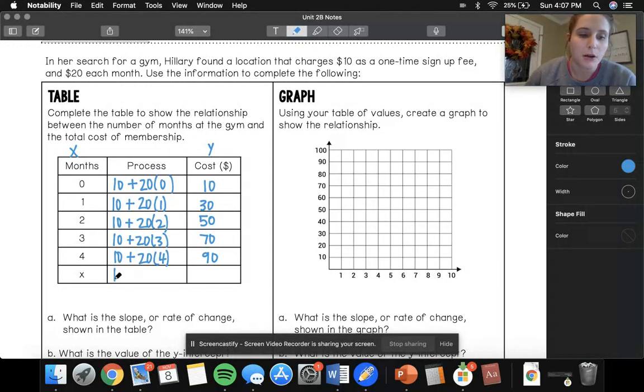So what we did is we always had this sign-up fee plus $20 for every number of months. So we had all these different inputs. So if we don't know the exact input that we're talking about with Hillary, we'll just use a variable x. Okay? And that will get us our output or our y value.